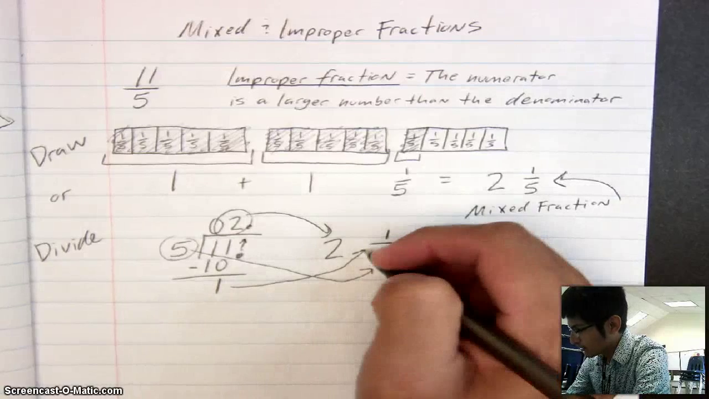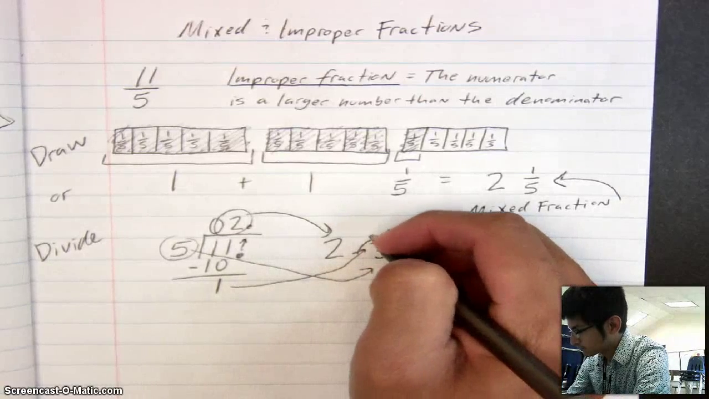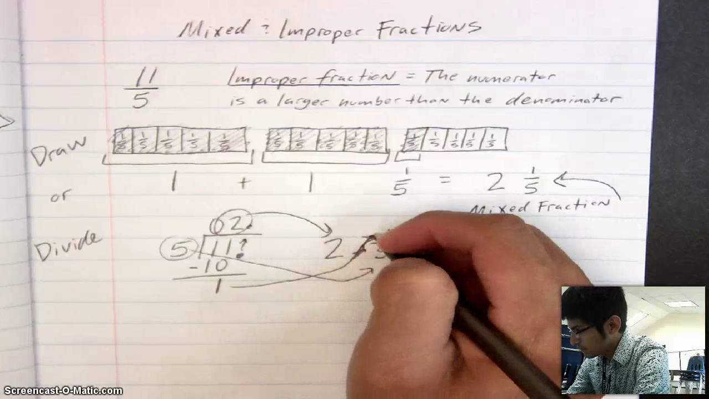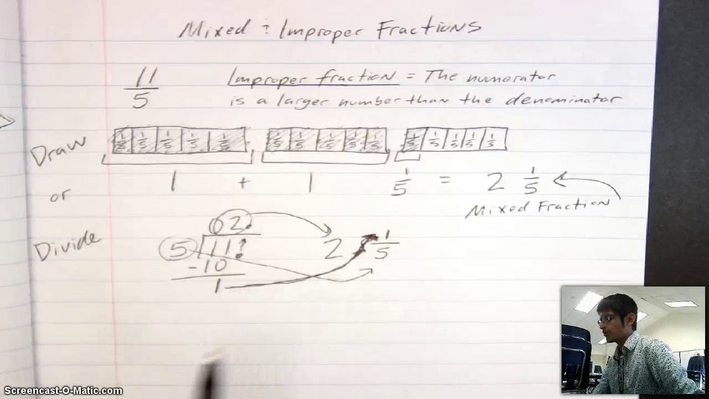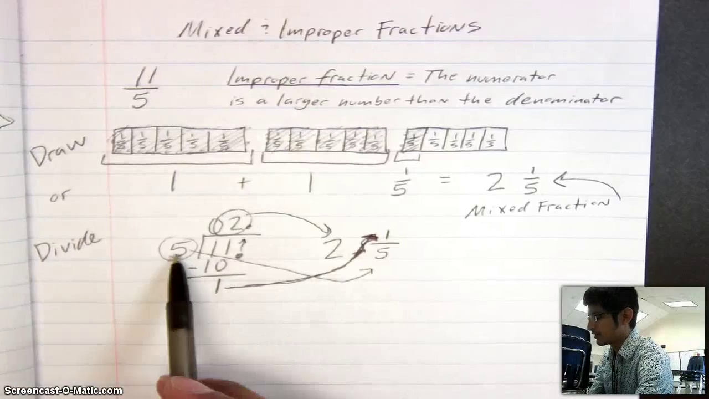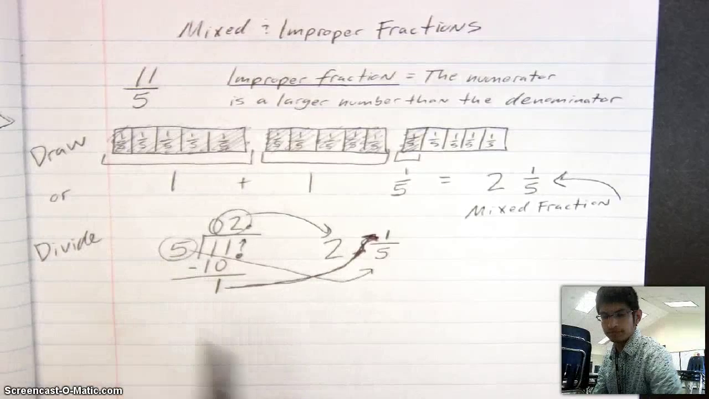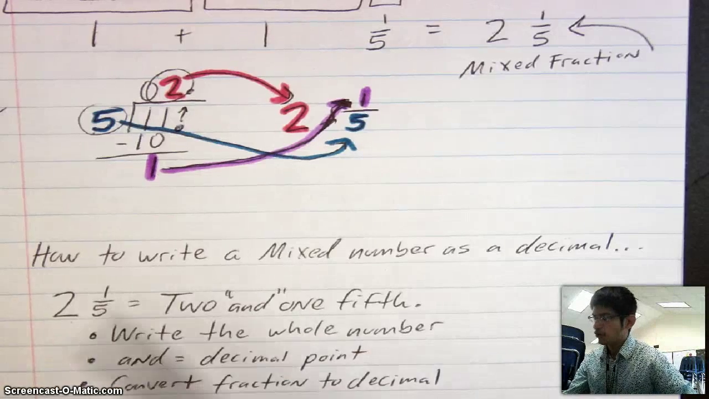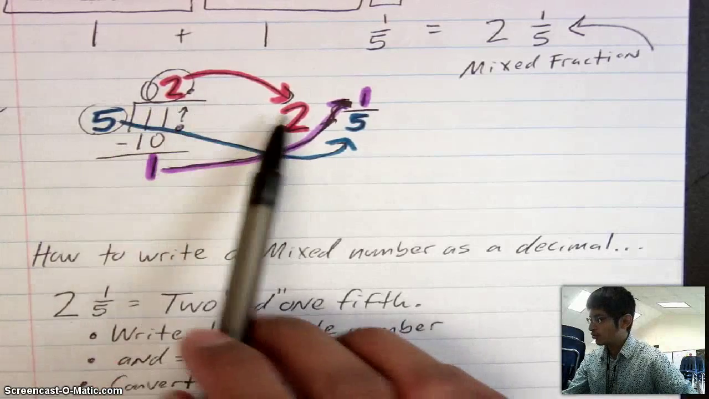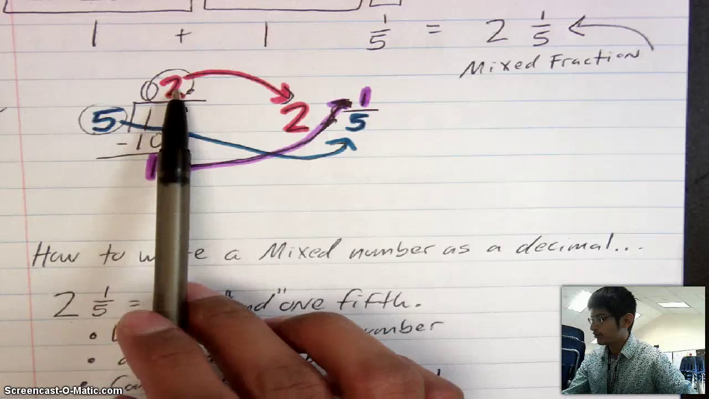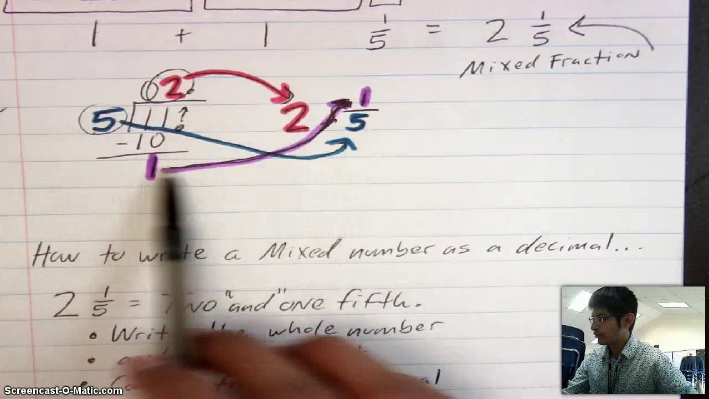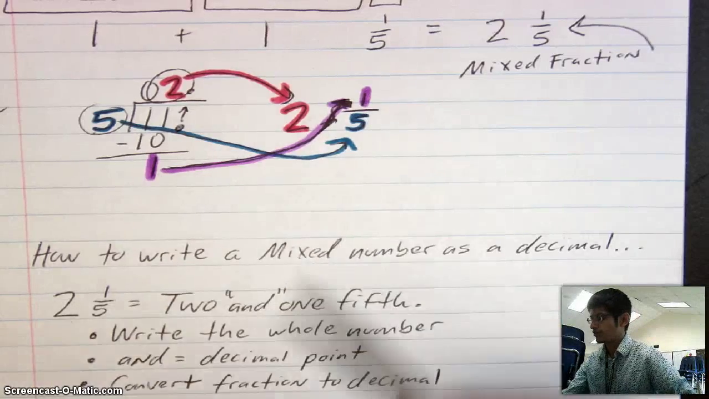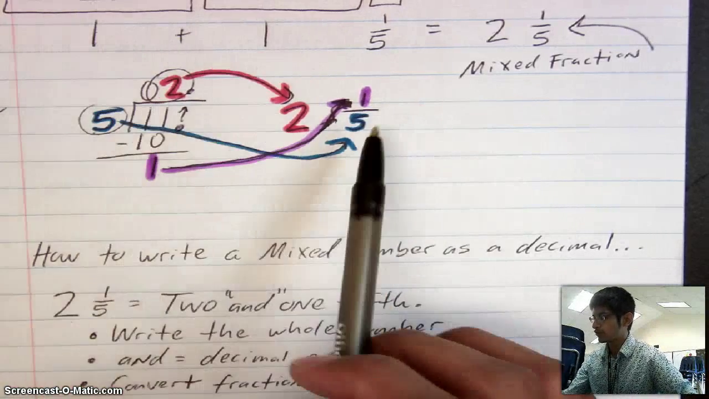Sorry, it's got a lot of arrows here. Let me try to fix that. That's one big ugly arrow, but there you go. So my remainder is the numerator, and my denominator is the divisor, the number that I'm dividing by. Okay, I added some color here so you could see that the 2 is the whole number. That's your answer up here. The 5 is the divisor. That's the denominator, and your remainder is the numerator. So 2 and 1/5 is how you can get your improper fraction to a mixed number by dividing.